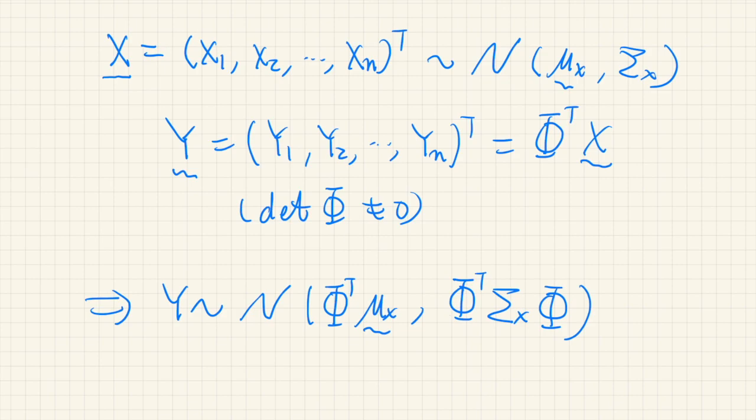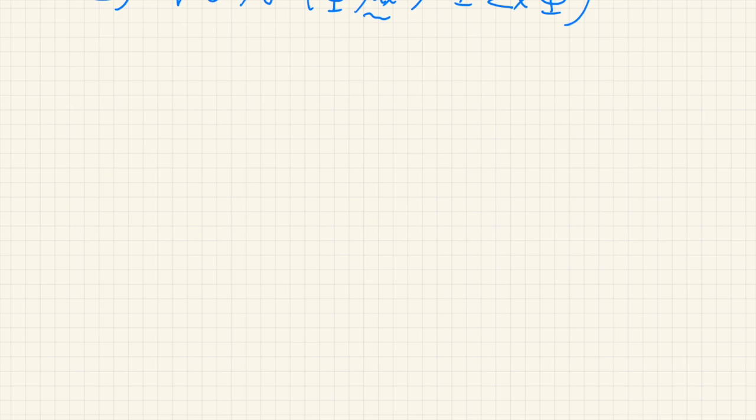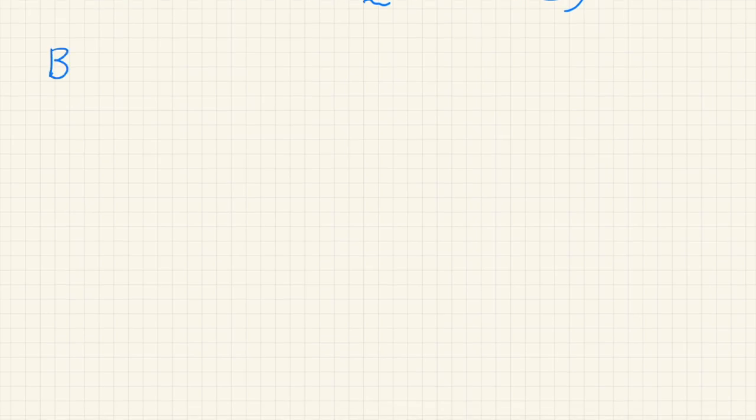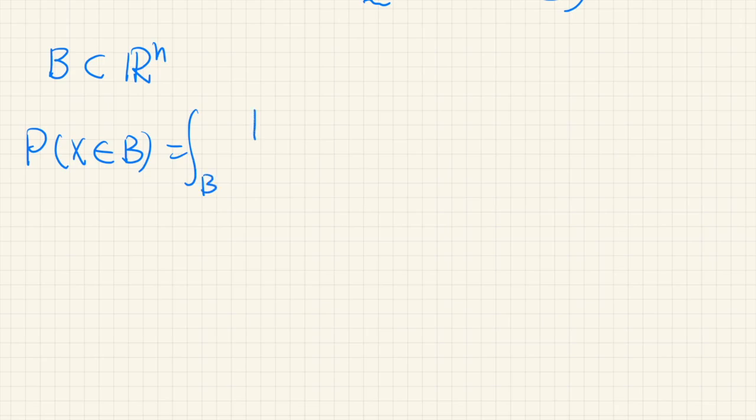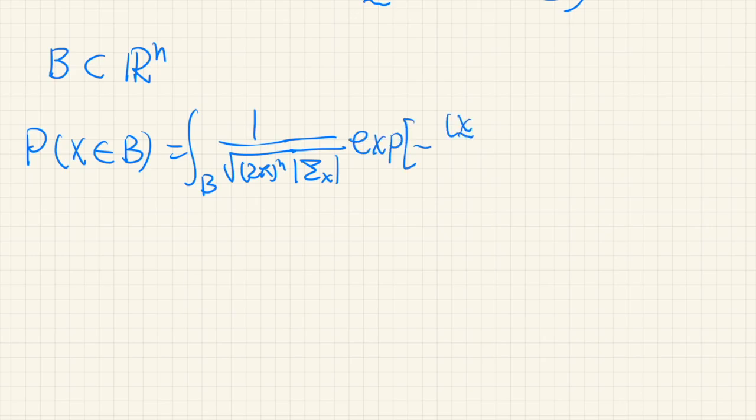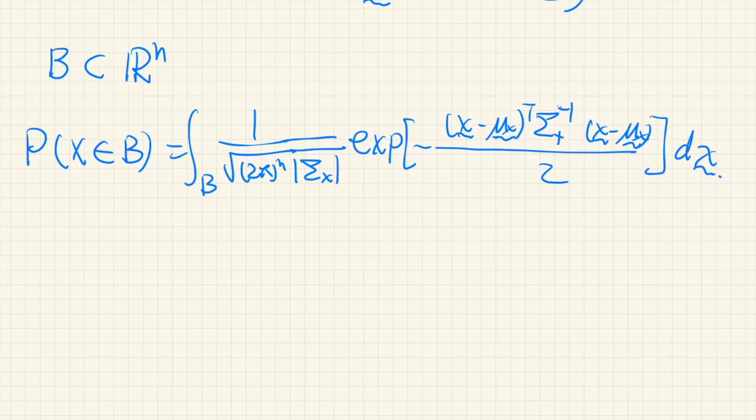Okay, let's start. First, let's review the probability density function for the normal distribution. So suppose B is some bounded region in the n-dimensional space, then the probability that the random vector resides in this region is given by this integral. 1 over square root of 2 pi to the power of n, and the determinant of sigma x, times exponential of x minus mu x transpose sigma x inverse times x minus mu x over 2, and dx.